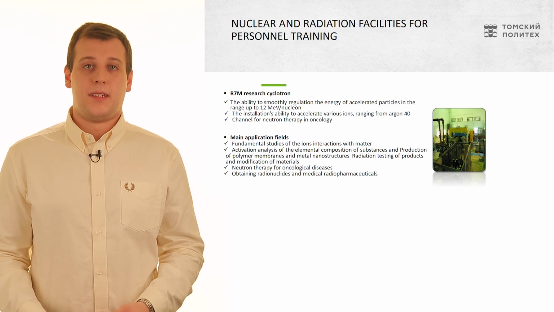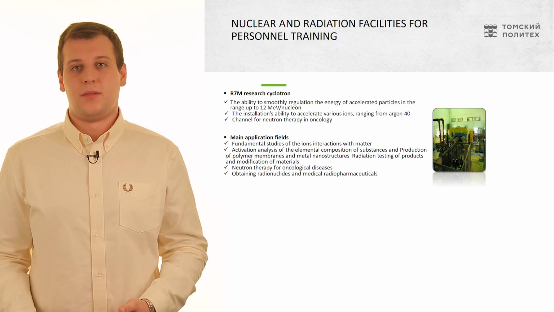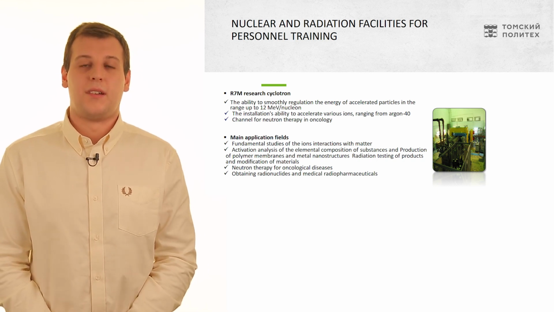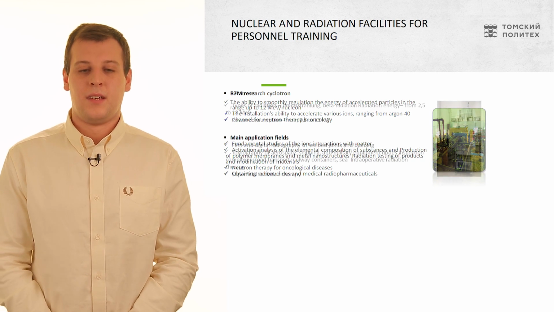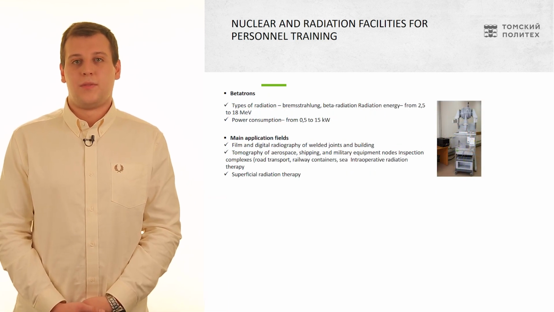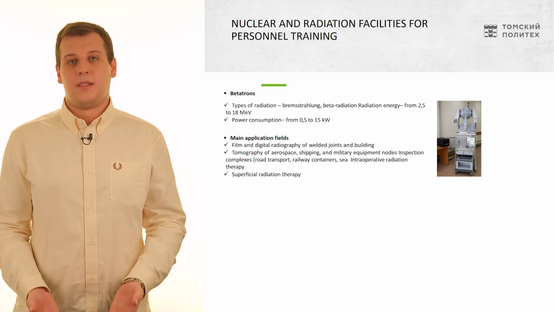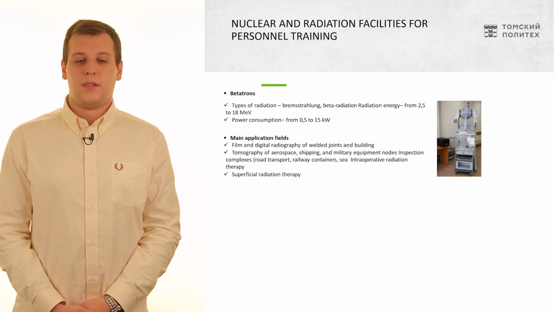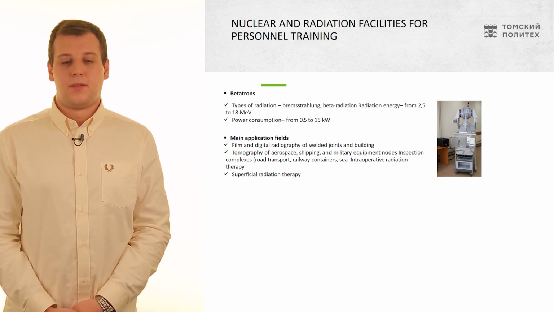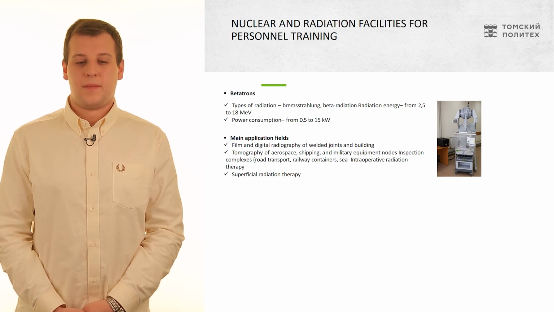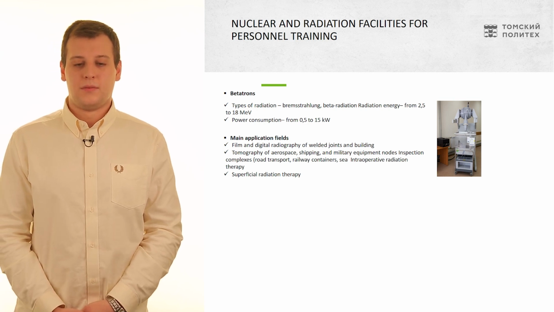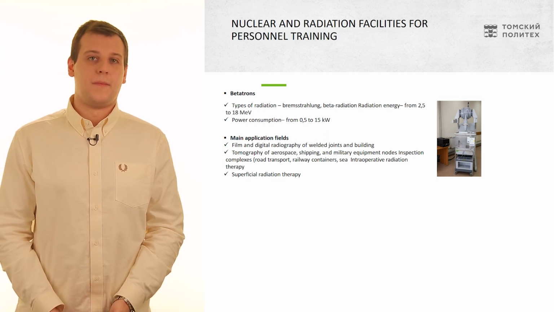The same as with the reactor, we have neutron therapy and production of radiopharmaceuticals. And there are also samples of betatrons. The type of radiation is Bremsstrahlung and beta radiation, with the range of energy and the value of power consumption shown on the slide. Application fields are also scientific but different: radiography, film and digital, tomography of aerospace components, and superficial radiation therapy.